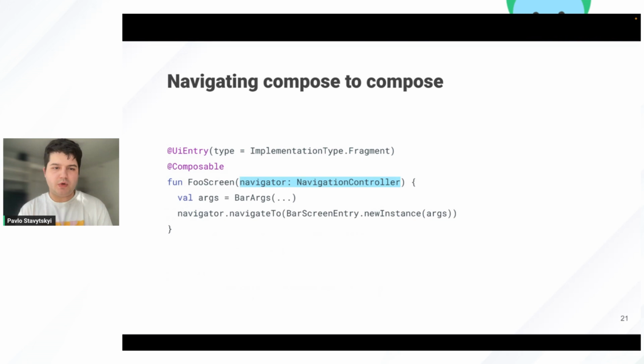In the full screen, we can use a navigation controller. We can pass it as a parameter, and later in this talk we will see how it works under the hood. Basically, the library figures out how to provide the instance of the navigation controller, so you don't have to bother about it. We are in the full screen, and you remember the second screen was bar screen. So we just use navigator.navigate. We are using the generated bar screen entry, creating an instance of it, and we perform a navigation, and that's it. The implementation and all the stuff is handled under the hood.